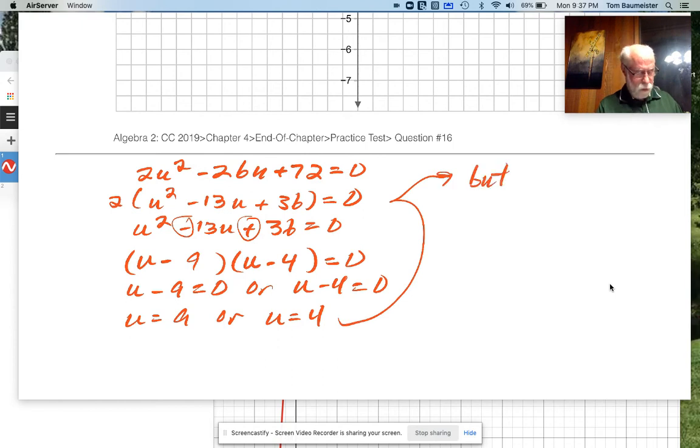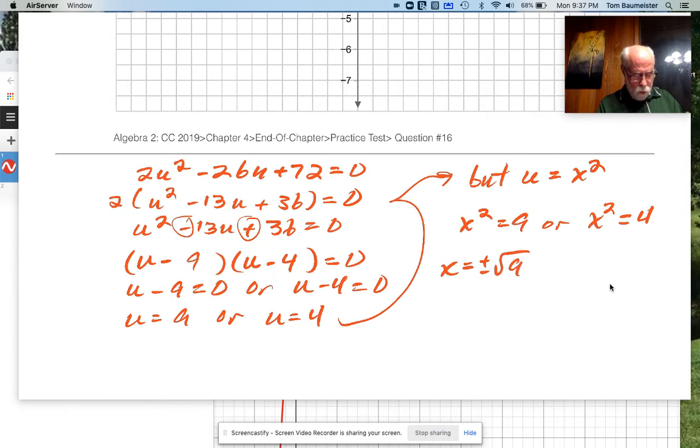But remember what I just said u was? u is equal to x squared. So you're going to tell me x squared is equal to 9, or x squared is equal to 4. Again, how do I undo a square? I square root it, so x is equal to plus or minus the square root of 9, which is 3, so plus or minus 3. Or x is equal to plus or minus 2.